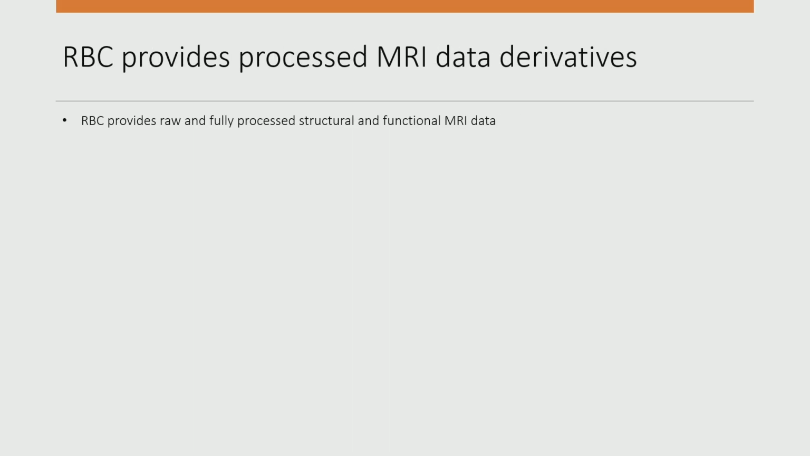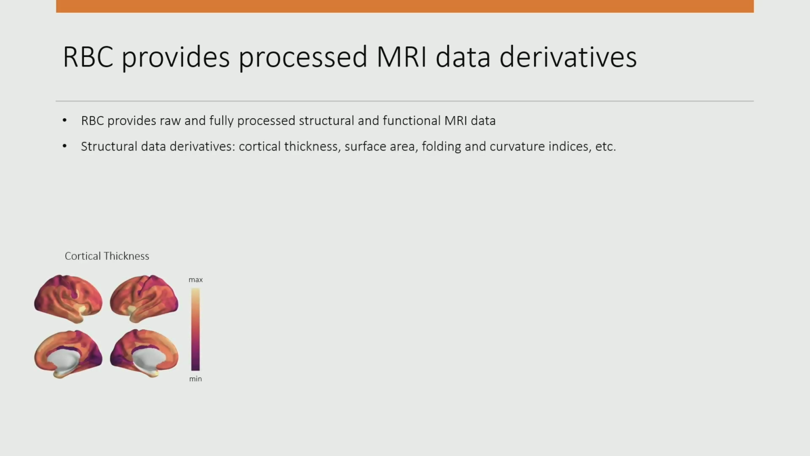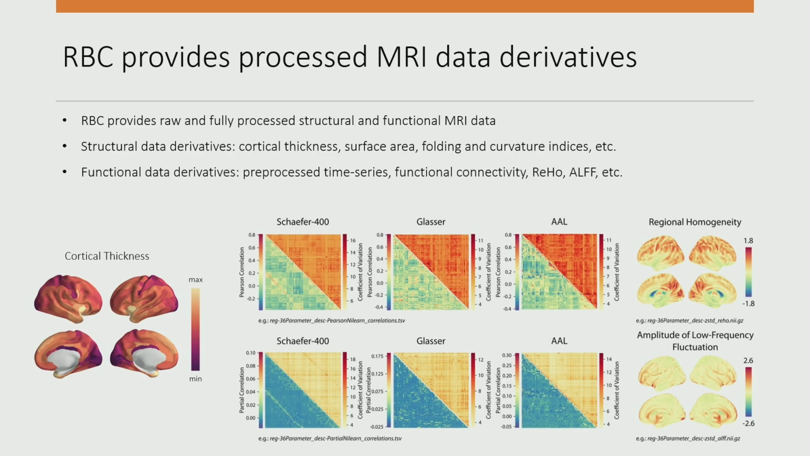So in terms of what you can get, RBC provides fully processed images, but also provides BIDS curated raw data if you want to run a different pipeline. The structural derivatives include cortical thickness, surface area, folding and curvature. The functional imaging data has a really rich array of derivatives: time series, matrices, scalar measures, you name it. In terms of the different atlases, if you don't want to take the 100 terabytes onto your server, we've got a lot of different parcellations available, so you can use reduced data.